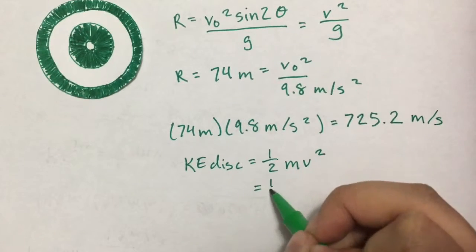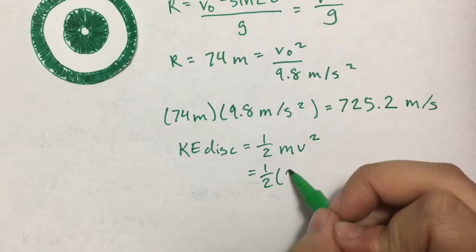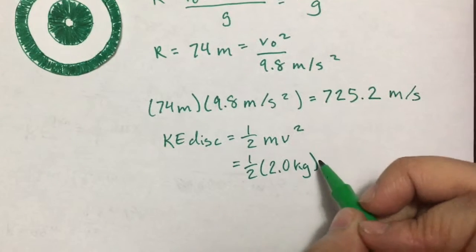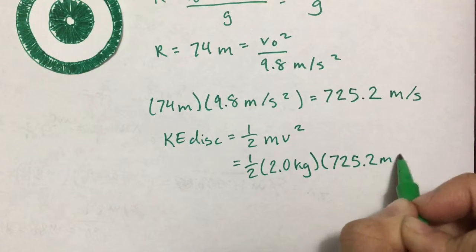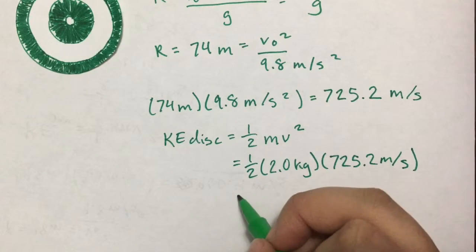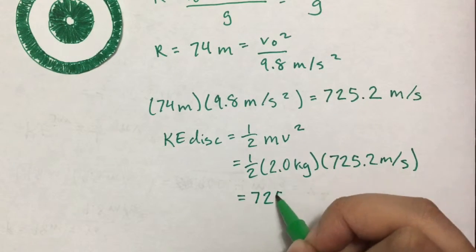1/2 times the mass, 2 kilograms, times our velocity squared, 725.2, and that gets us 725.2 joules.